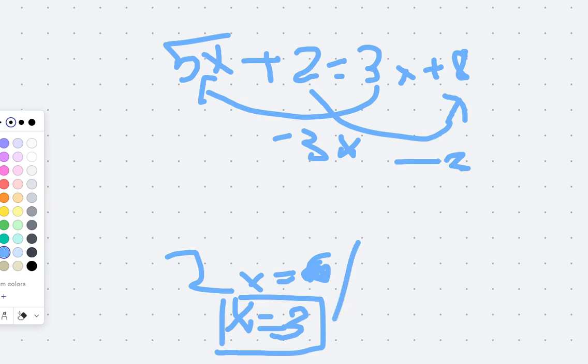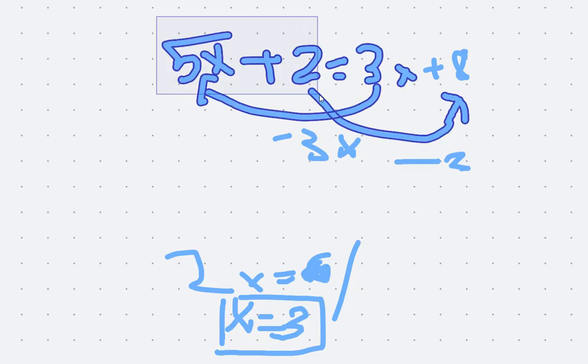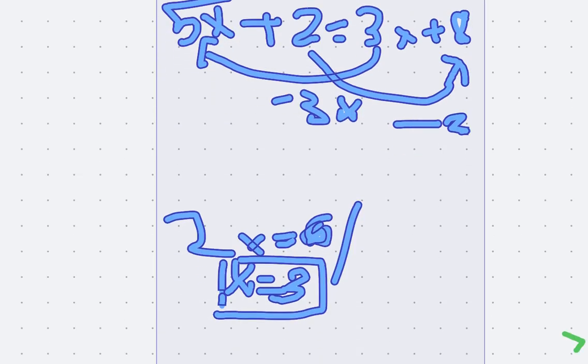Okay, this only has one solution, and it's a different type of problem where there's a linear expression on one side and another linear expression on the other side.